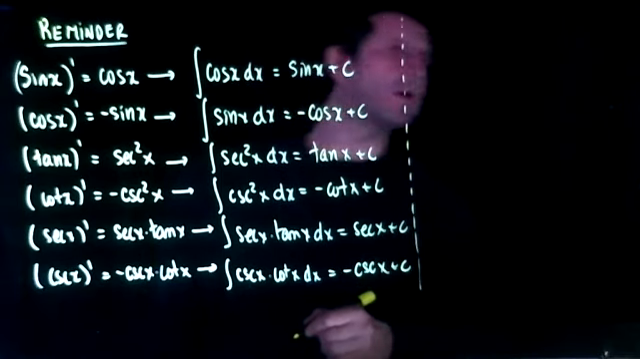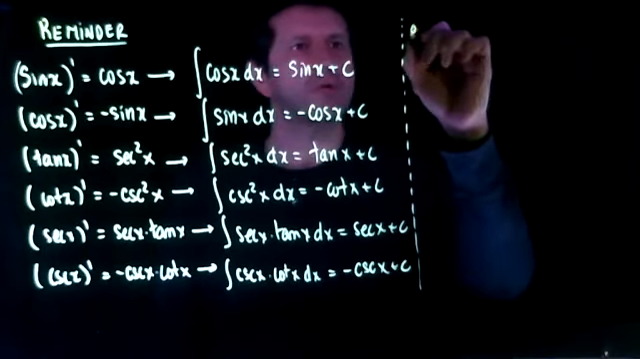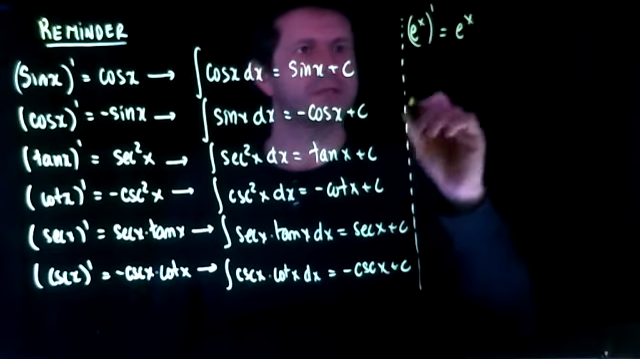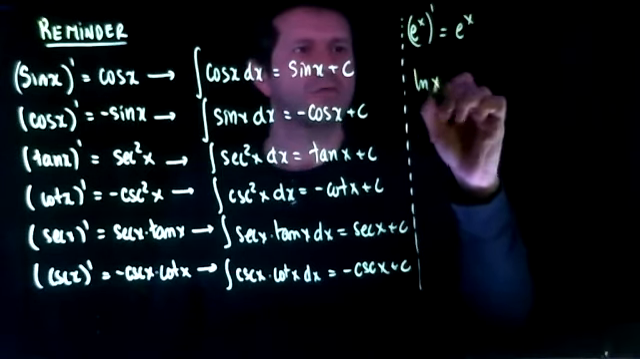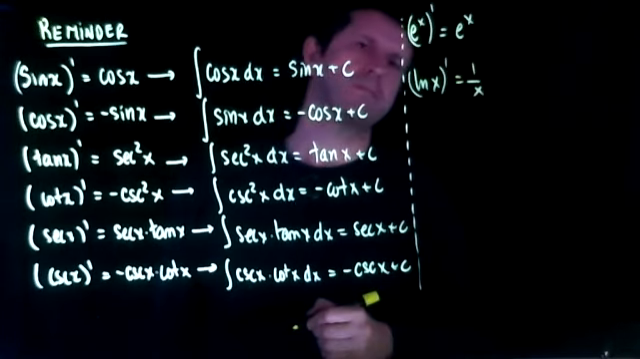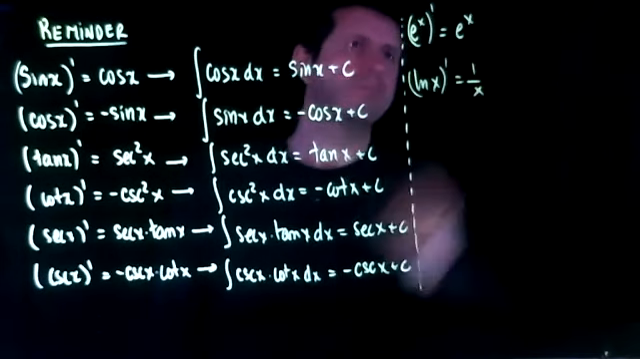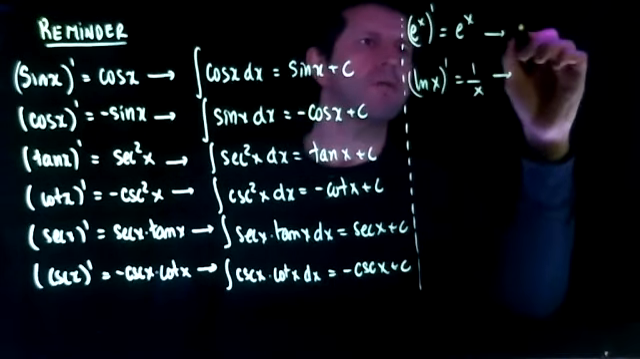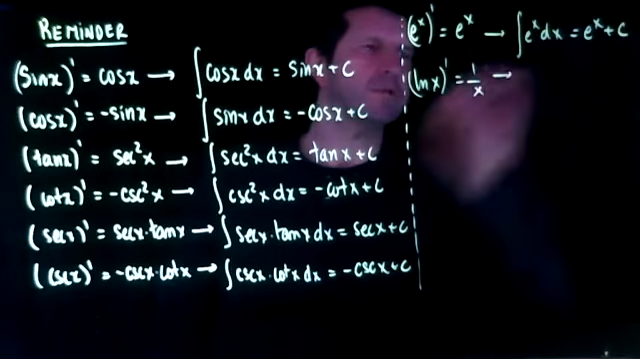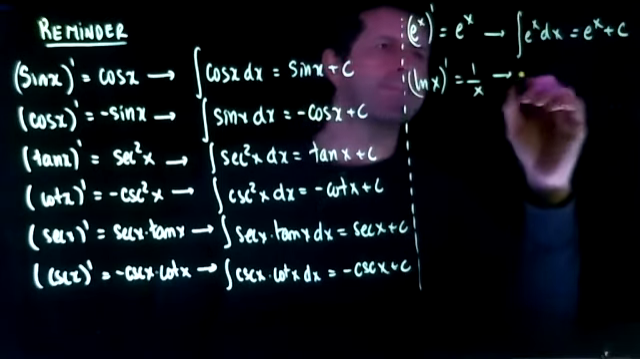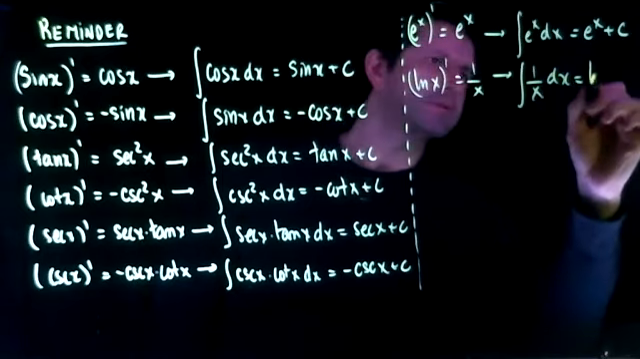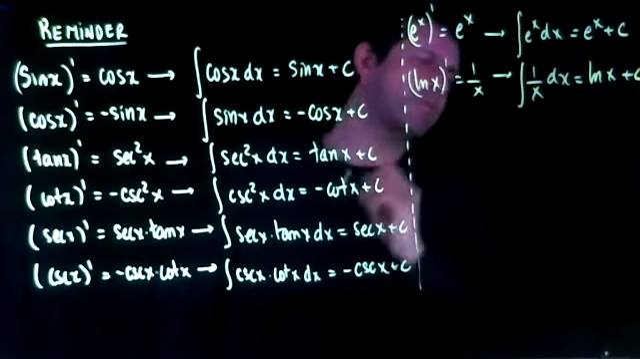Few more. Hope I can fit them here. So e to the x prime is just e to the x. Ln of x prime is 1 over x. This means that the antiderivative of e to the x dx is just e to the x plus c. And the antiderivative of 1 over x dx is ln of x plus c.